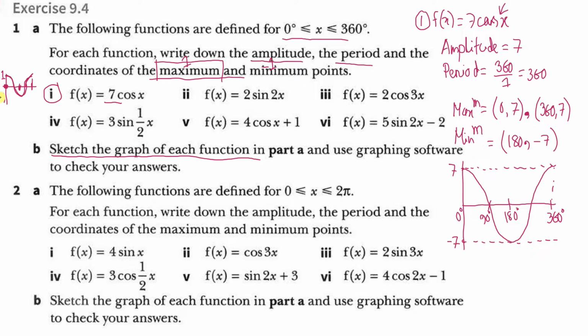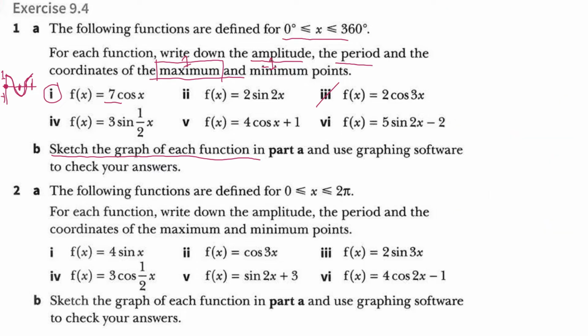Let's move to question number 3 now. The function is given as f(x) equals 2 cos 3x for question number 3. So we can write the amplitude as 2.